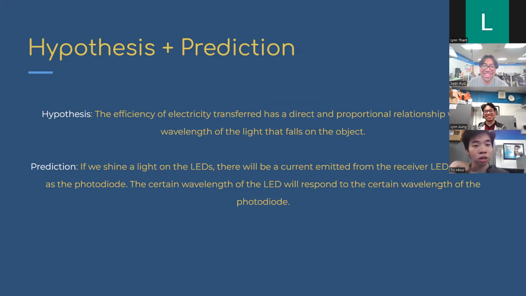Our hypothesis for this project is that the efficiency of electricity transferred has a direct and proportional relationship with the wavelength of light that falls on an object. The prediction we made is that if we shine a light on the LEDs, there will be a current passing through the receiver LED, which acts as the photodiode. A certain wavelength of the LED will respond to a certain wavelength of the photodiode, so they have to be similar.